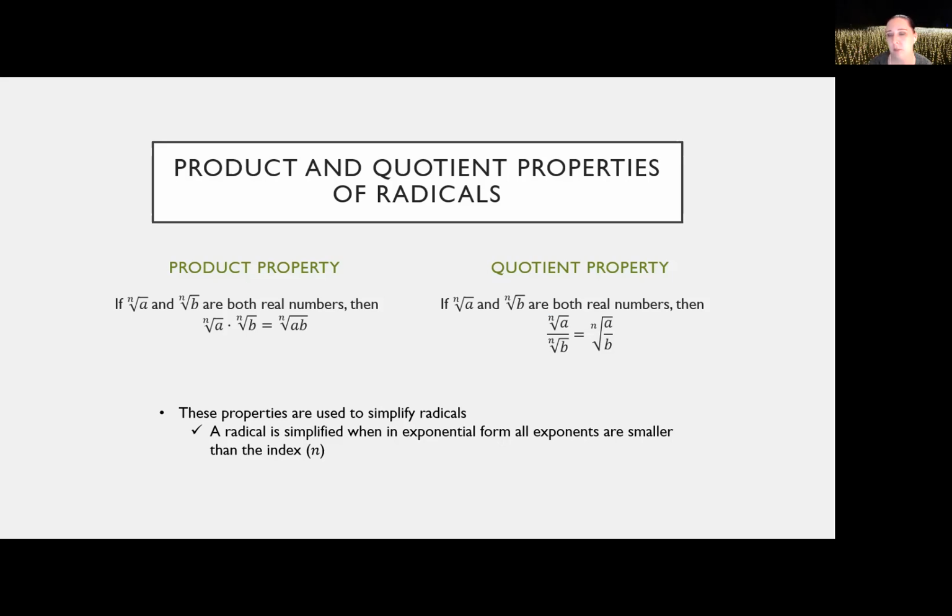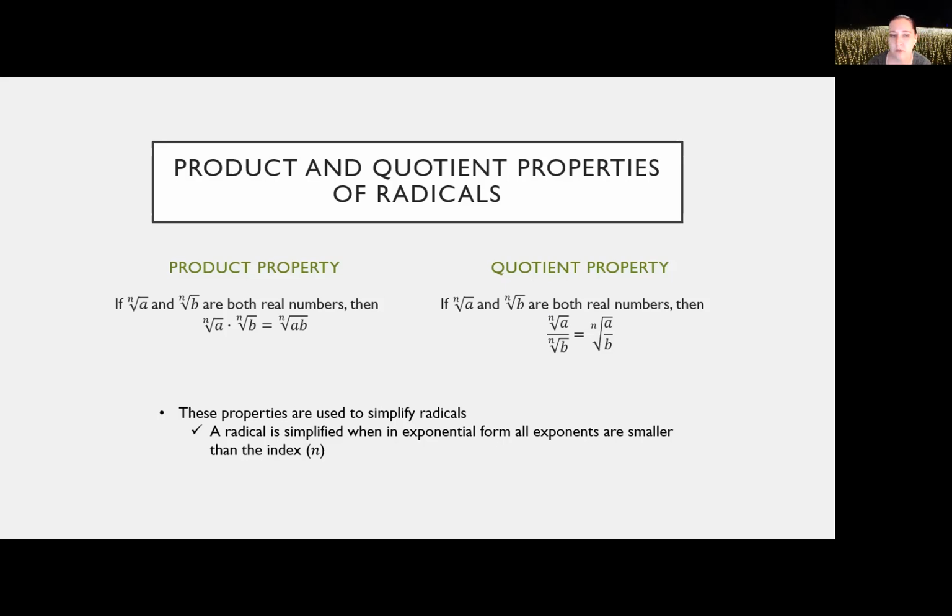The quotient property is basically the same thing, but with a fraction. So if you have things in a fraction and they have the same index, so they're both square roots, both cubed roots, whatever, you can combine them into a single fraction. Or if you have a single fraction inside a radical, you can split it up into two separate radicals.